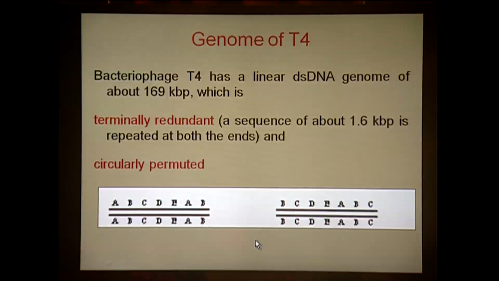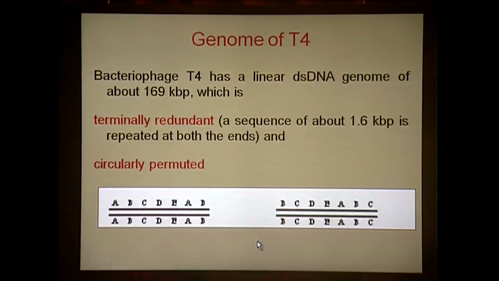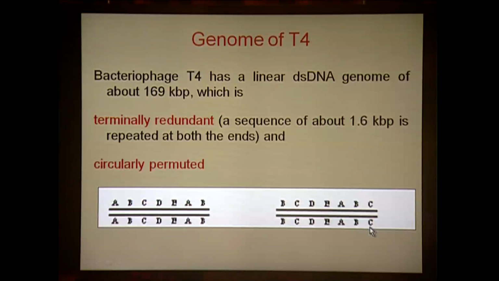And if we look into the genome of T4, it is terminally redundant and circularly permuted. The genome is linear double-stranded DNA of about 169 kilobase pairs, and it has terminal redundancy. That means a sequence of 1.6 kilobase pairs is repeated at both the ends. Now, if we look into the progeny viruses coming out of an infected host cell, we will see all the genomes are terminally redundant. That means in all the genomes, 1.6 kilobase pairs is repeated at both the ends, but the sequences vary among the progeny viruses. That means the population is circularly permuted.